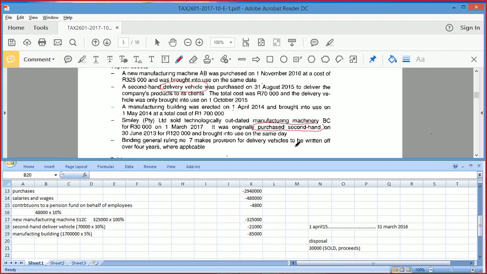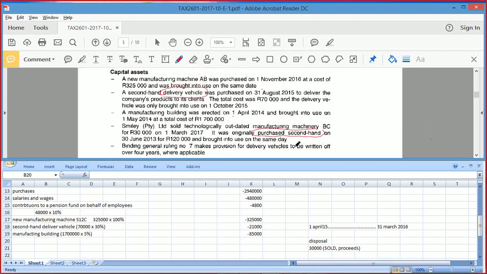If it's 4 years, how much percent do you write off every year? 25%. Yes, sir. Yeah, so do we have the right amount earlier? Second-hand delivery vehicle? Let's see. Second delivery vehicle purchased. Delivery back to its client. The total cost was that, and the delivery vehicle was only brought into use on the 1st of October. Yes, sir. Okay. All right, so that was fine. And then here they said you already purchased second-hand vehicle.